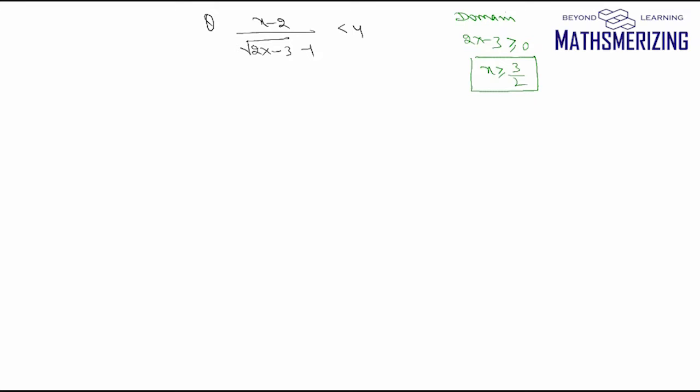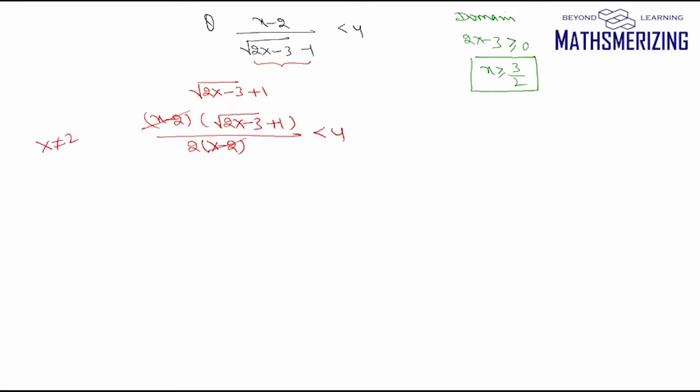Now I'll multiply the numerator and denominator with its conjugate. So I'll multiply numerator and denominator with under root of 2x minus 3 plus 1. When I multiply, I'll get x minus 2 into under root of 2x minus 3 plus 1, and in the denominator I'll get 2x minus 3 minus 1. So 2 into x minus 2 is less than 4. I can cancel x minus 2. Because x minus 2 lies in the denominator, I need to remember that x should not be equal to 2.